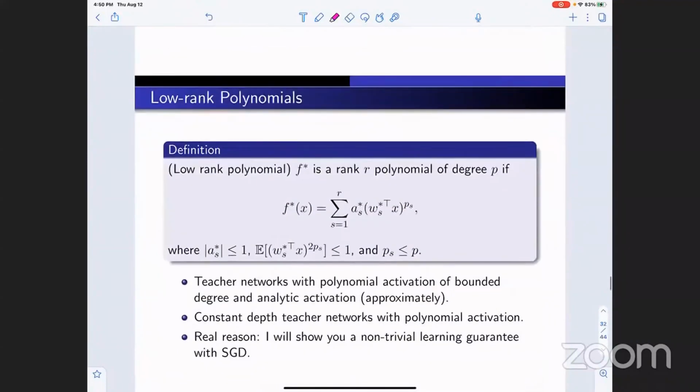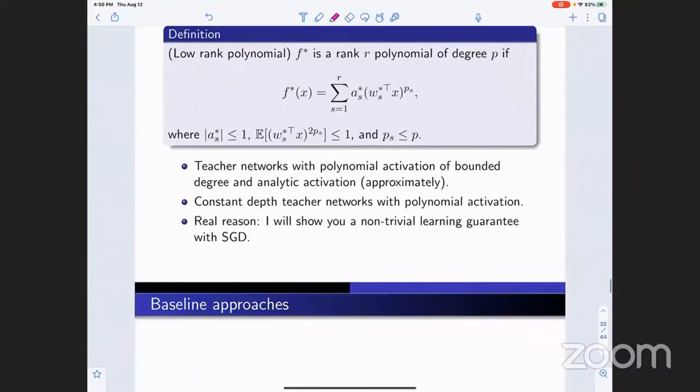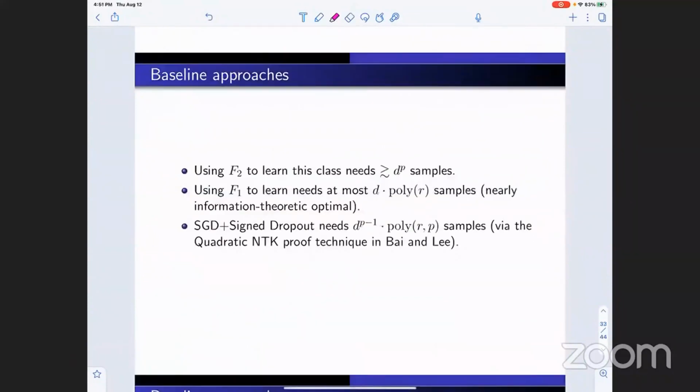This is an interesting class because you include teacher networks with polynomial activation of bounded degree, even analytic activations approximately. You can truncate analytic activations to log 1 over epsilon degree. Constant depth teacher networks with polynomial activation also fit. It blows up exponentially in the depth, but as long as the depth is constant, it's still in this class with polynomial R. And the real reason is I can show you a non-trivial learning guarantee with SGD that's not attainable via kernel methods, or in fact, not attainable without pretty sophisticated methods.